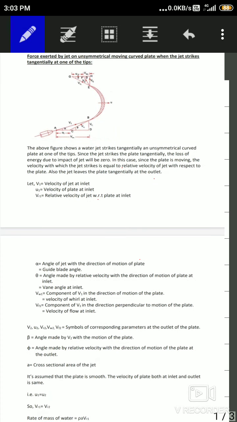Now we will be studying about force exerted by jet on an unsymmetrical moving chord plate when the jet strikes tangentially at one end of the tips. So I request you all to concentrate fully because this part of impact of jet is little more difficult than the previous parts. So be careful.